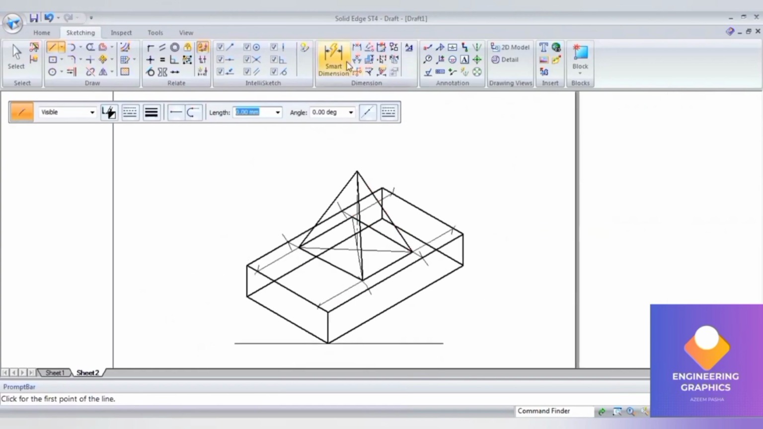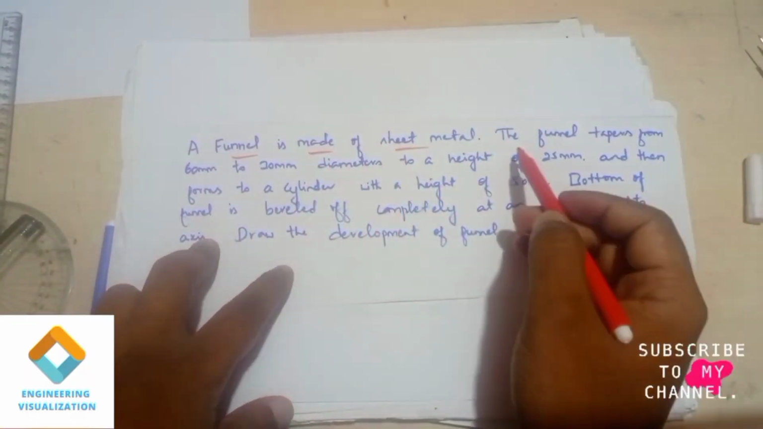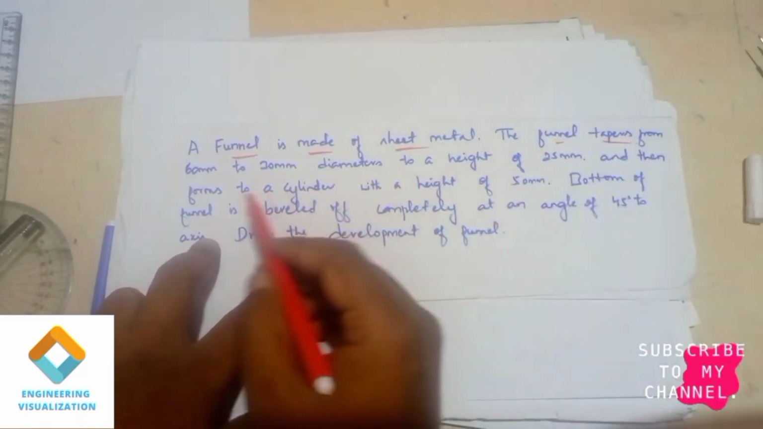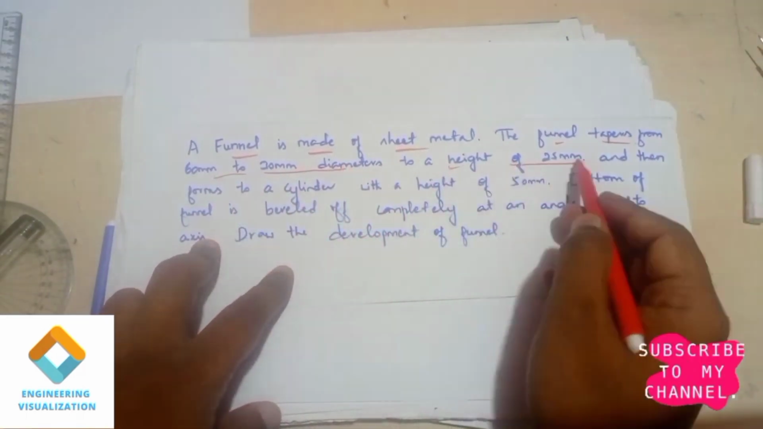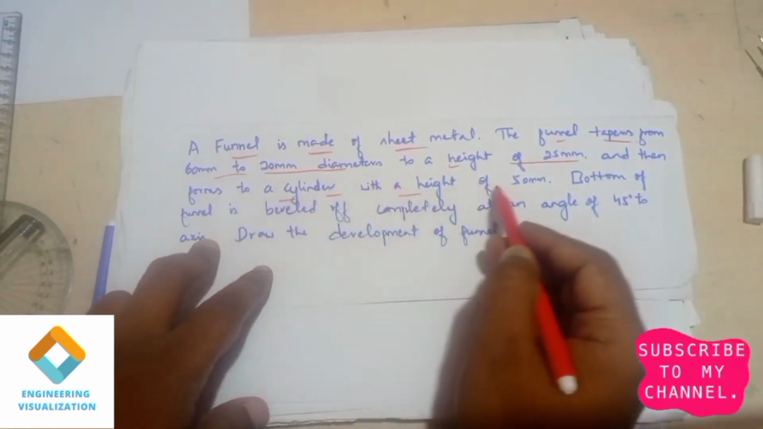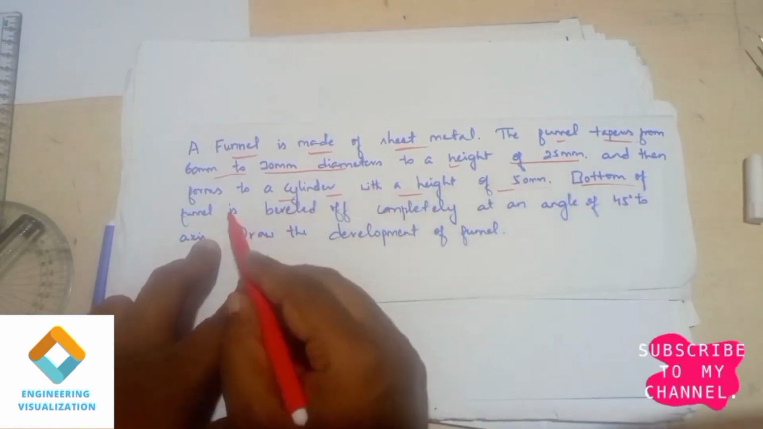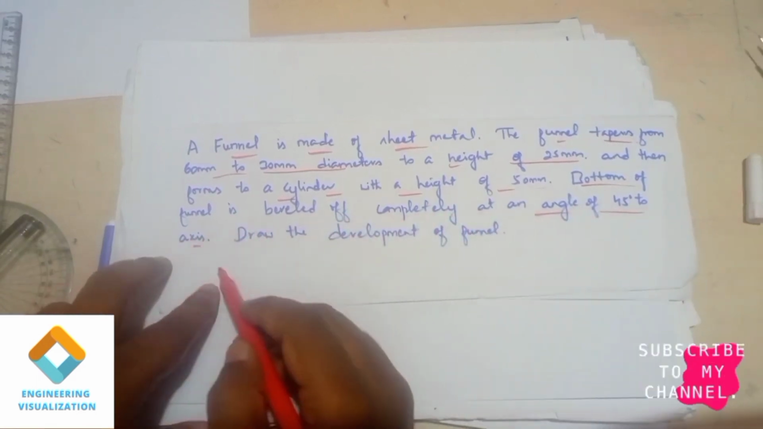Welcome to engineering visualization. Today we see a funnel problem. In the question, the funnel is made up of sheet metal. The funnel tapers from 60 to 30 mm diameter over a height of 25 mm and then forms a cylinder with a height of 50 mm. The bottom of the funnel is beveled off completely at an angle of 45 degrees to the axis.